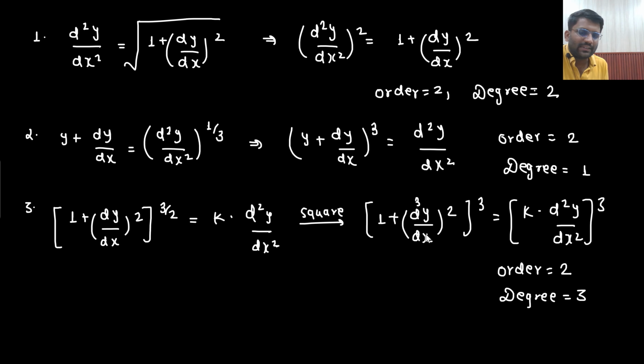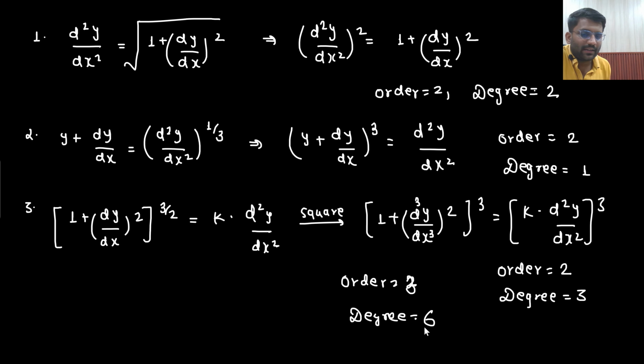Let's just say if this was the scenario, what would have been the order? Sir, order would have been 2. What would have been the degree? Think about it. Let me know what would have been the degree. Sir, sorry, order would have been 3. Sorry guys. Order would have been 3 because it is differentiated 3 times. What would have been the degree?